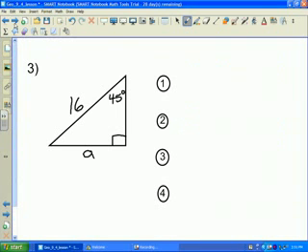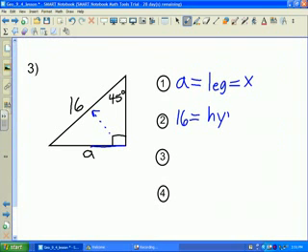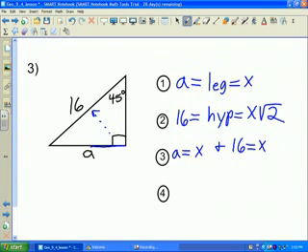Alrighty. So let's check here. Step 1. So what do we need again? Okay, we need A. Hopefully by now, A we can tell is next to the right angle. It's attached to it, which is a leg, which equals X. We have 16, which is opposite of the right angle, which is known as the hypotenuse, which equals X square root 2. To set up an equation, we have A equaling X and 16 equaling X square root 2.